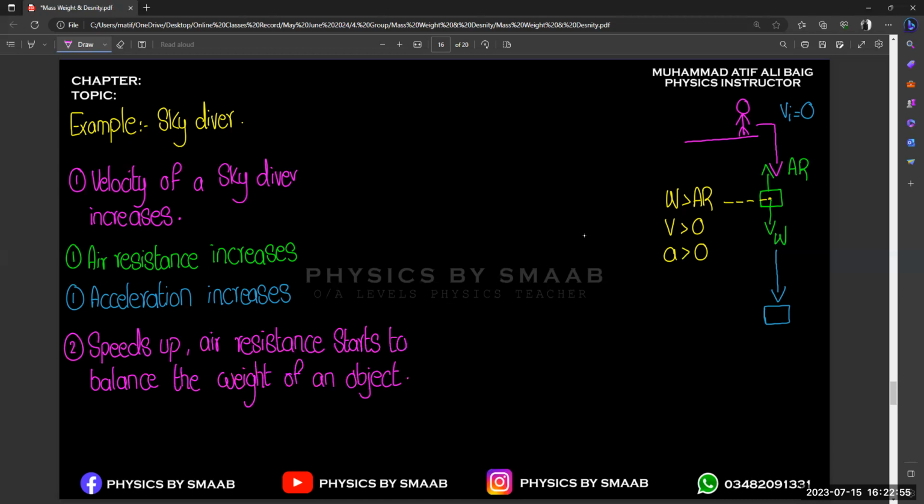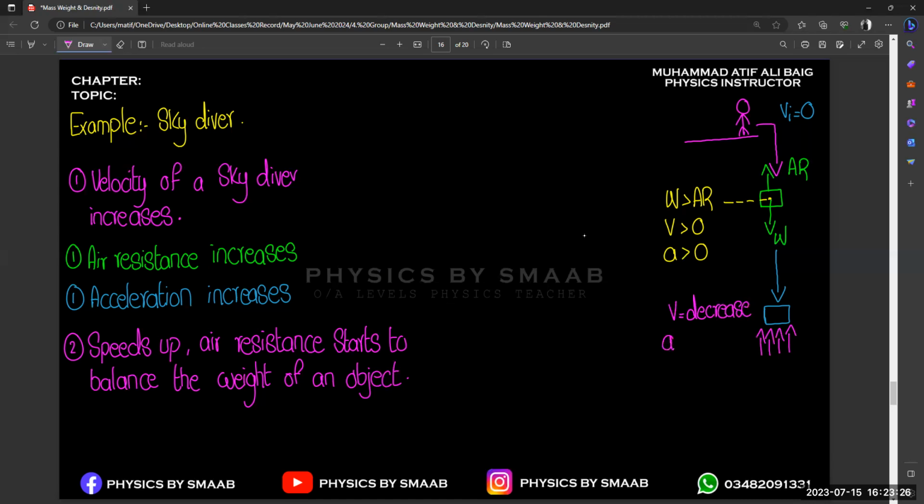At this second stage, when air resistance starts to balance the weight of the body, air resistance is going to be increased as compared to the previous stage. So now the speed is going to slow down, right? Because now friction is going to be increased. Friction means the air resistance is going to be increased. So velocity is going to be decreased at this point compared with the previous one, right?